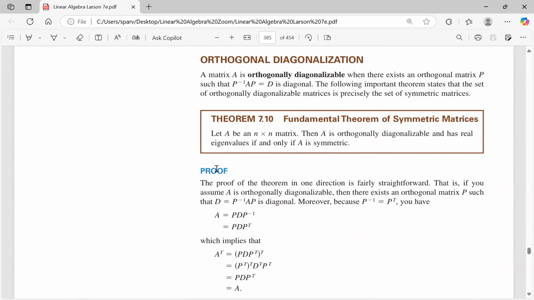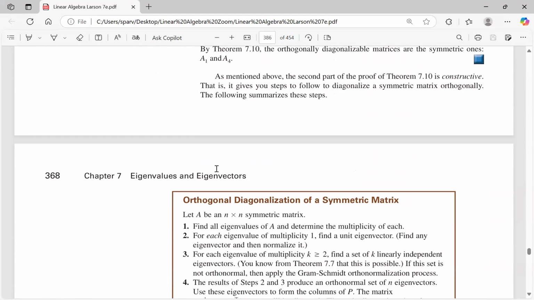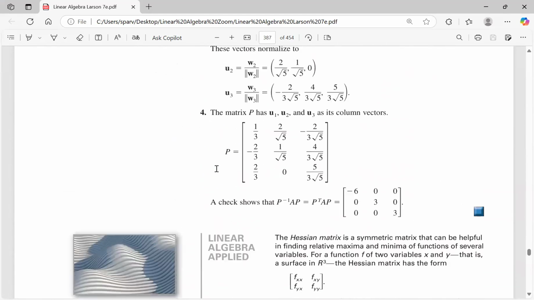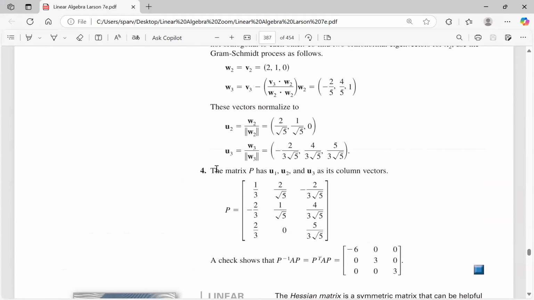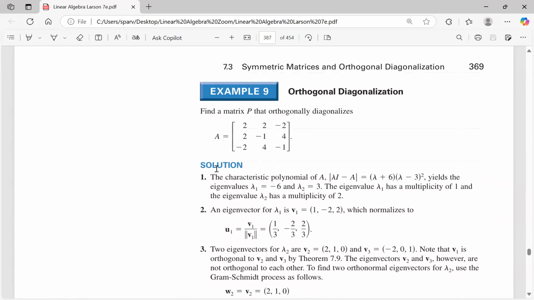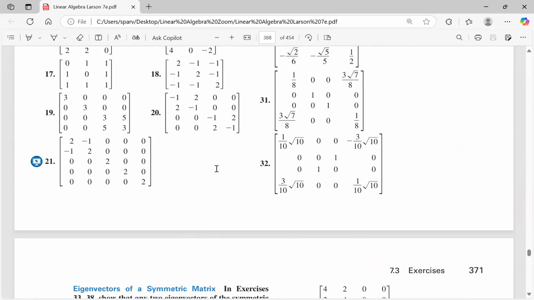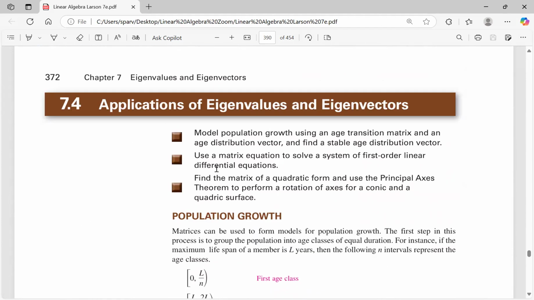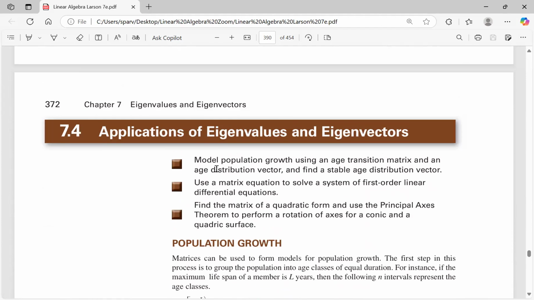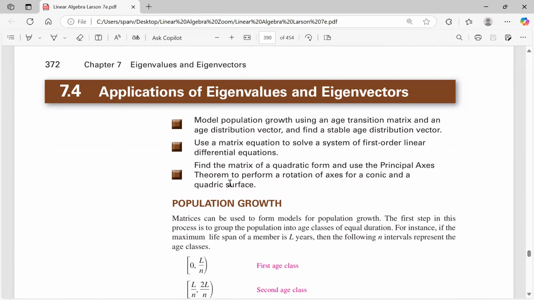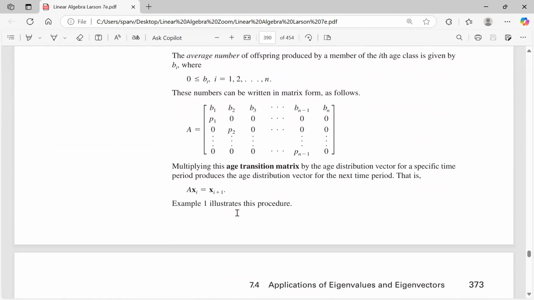In section 4, we're going to look at... section 3 is orthogonal diagonalization, so you can read that on your own if you're interested. I just don't have time for everything, so I'm just going to go to the applications now. The applications of eigenvalues and eigenvectors. Now, even in applications, there are different applications. The example you see here, population growth, I'm going to skip that one.